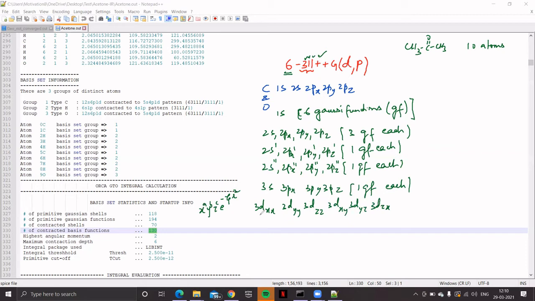But in that case, you get a 6 combination. But this 6 combination will be equivalent to the 5 3Ds, the typical ones, that is xy, yz, zx, x squared minus y squared, and z squared. So this will be counted as 5 d sets. And for each, we have one Gaussian function.